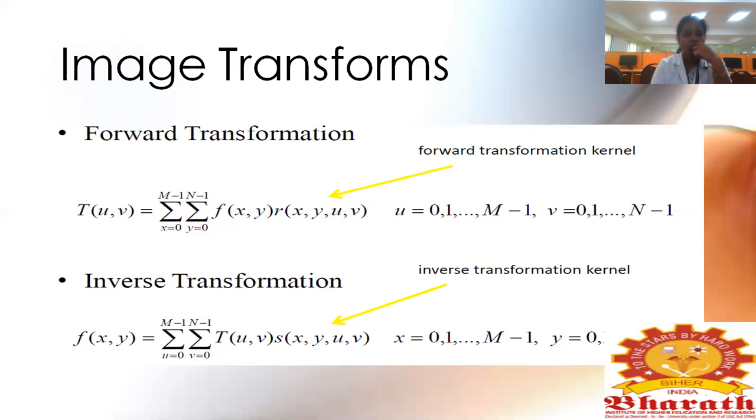So let us recall once again. The forward transformation is the process of converting an image into a transformation function, right? And what is inverse transformation? The inverse transformation is the process of converting the converted image back into an original image, right? So this is what we call inverse transformation.